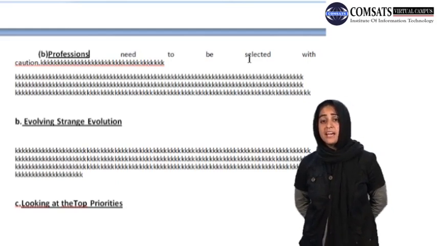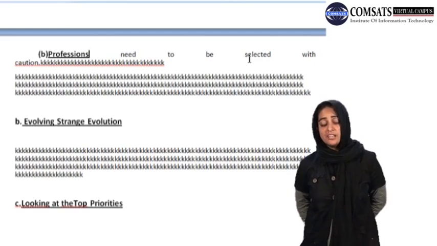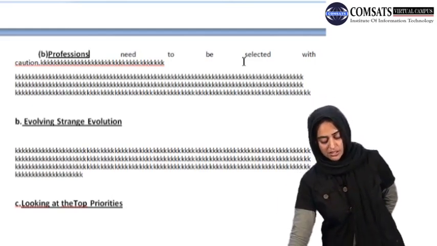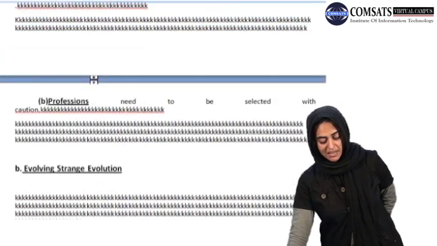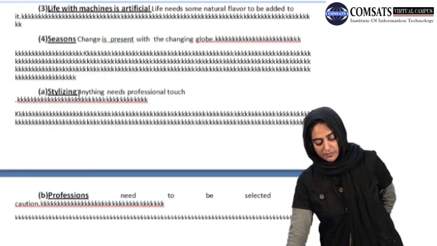This is the fifth degree coming up again under the same fourth degree. That means this fifth degree heading, dear students, have a look on the screen. This fifth degree professions is coming up under the same fourth degree, seasons. We already had one fifth degree. The heading was stylizing.